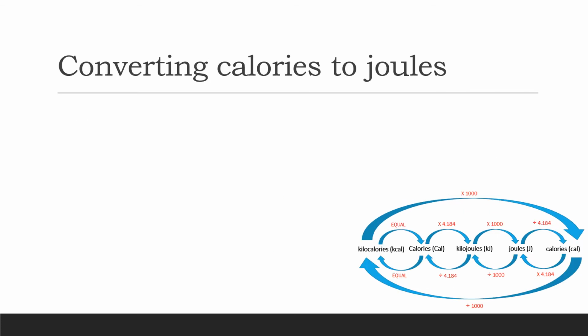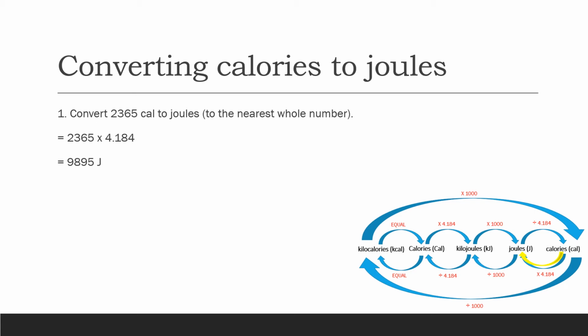Converting calories to joules. Convert 2,365 calories to joules to the nearest whole number. So have a look at where calories is on the diagram, and that's with a lowercase c, and we want to go to joules. So we can see that we need to multiply by 4.184. So 2,365 multiplied by 4.184 equals 9,895 joules.